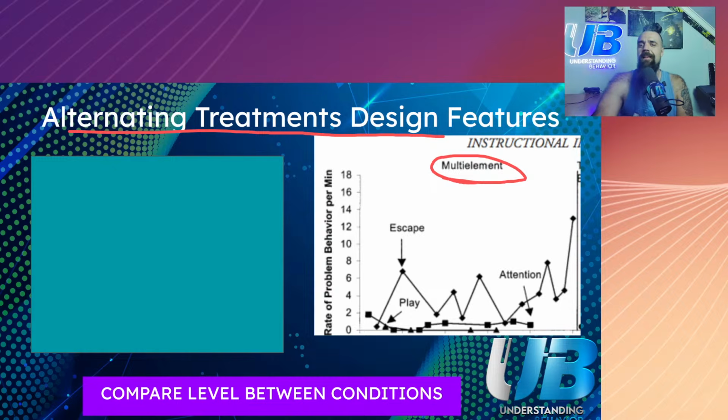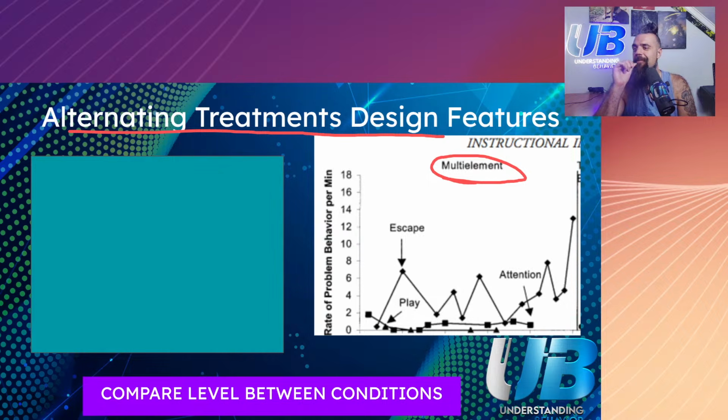Hopefully you didn't read my bullet next, because it relates to my next question. What is the most unique feature about an alternating treatments design? What do you guys think? What is the most unique feature that defines an alternating treatments design? Some people are saying it's fast, but what makes it fast? Some people are saying no baseline. There are other designs that don't need a baseline. No withdrawal. It does require... There are other designs that don't require withdrawals either.